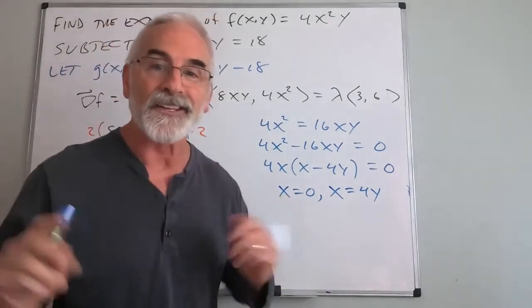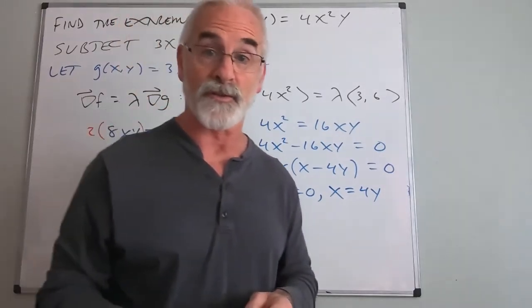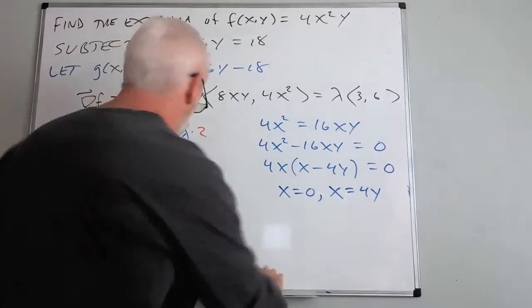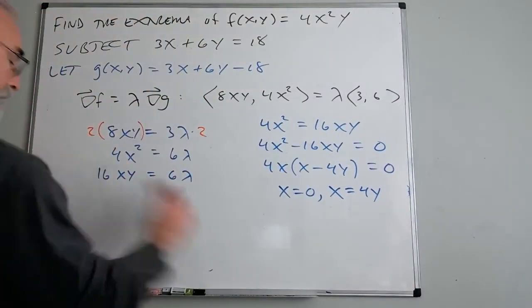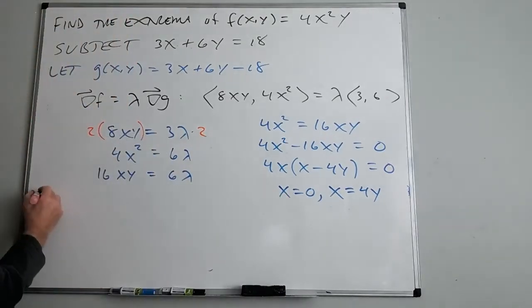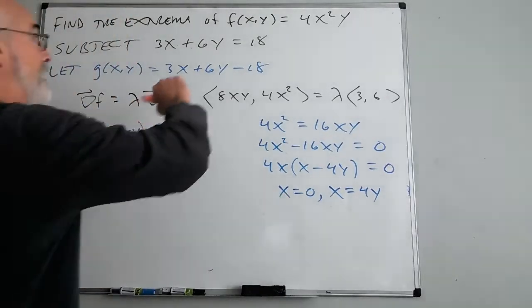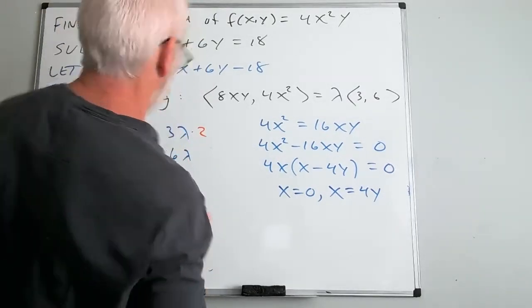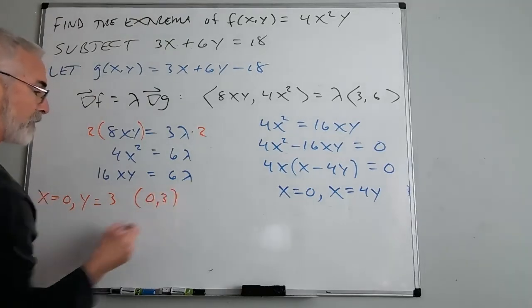We actually like it when we have two solutions, because in a Lagrange multiplier problem, when you get two solutions, one of them is going to be the maximum, one of them is going to be the minimum every time. All right, so let's see. I'm not going to substitute quite yet. If x is 0, let's figure out what y is. If x is 0, then y must be 3. So my first ordered pair would be (0, 3).